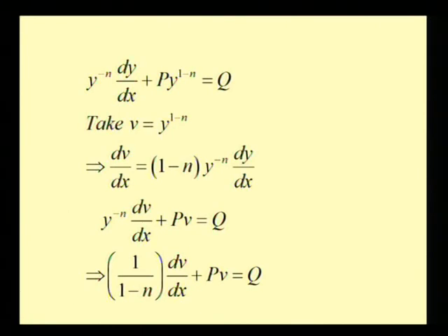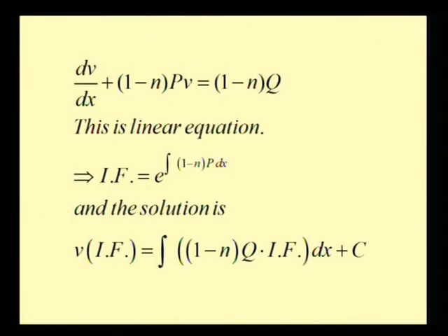Now substitute this value in the original equation, y raised to minus n dy by dx plus p y raised to 1 minus n is equal to q. Then substituting the value, 1 upon 1 minus n dv by dx plus pv is equal to q. Therefore, dv by dx plus 1 minus n pv is equal to 1 minus n q.